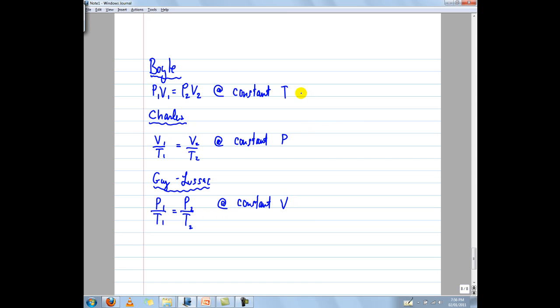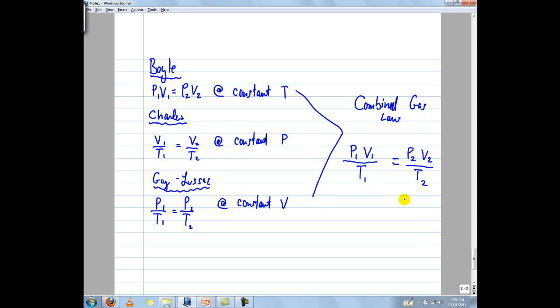So what we can do instead of having all 3 different laws is just combine them all together. And we get the combined gas law. P1 V1 over T1 equals P2 V2 over T2. Notice how in both cases temperature is at the bottom, so we leave temperature at the bottom. Now all you have to do is use the combined gas law, and you've pretty much got all 3 of these.